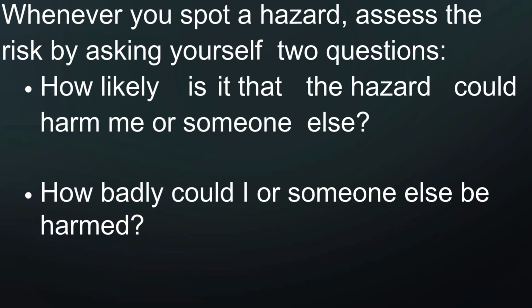These questions help us to understand the risk level and prioritize which hazards need immediate attention. Remember, assessing risk is about being proactive. By asking these questions, you're taking a vital step towards ensuring safety for yourself and others around you.